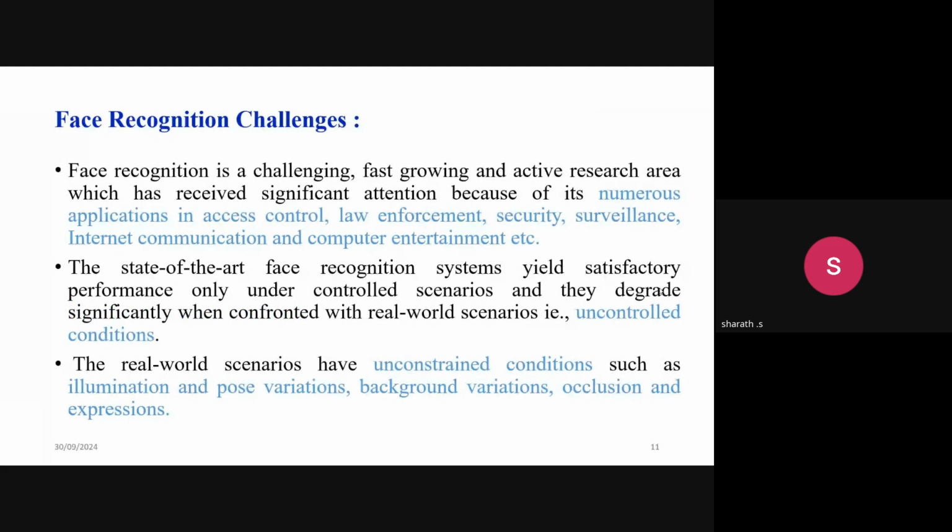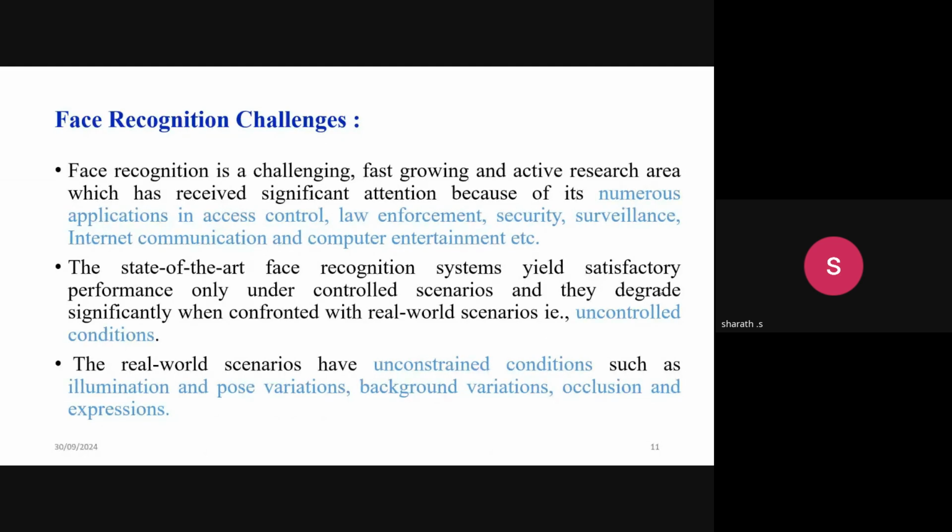Face recognition challenges. Face recognition is a challenging, fast-growing, and active research area which has received significant attention because of its numerous applications in access control, law enforcement, security, surveillance, internet communication, and computer entertainment, etc. The present face recognition systems yield satisfactory performance only when you have images under controlled scenarios. In uncontrolled scenarios, it is very difficult to identify or authenticate a given individual.